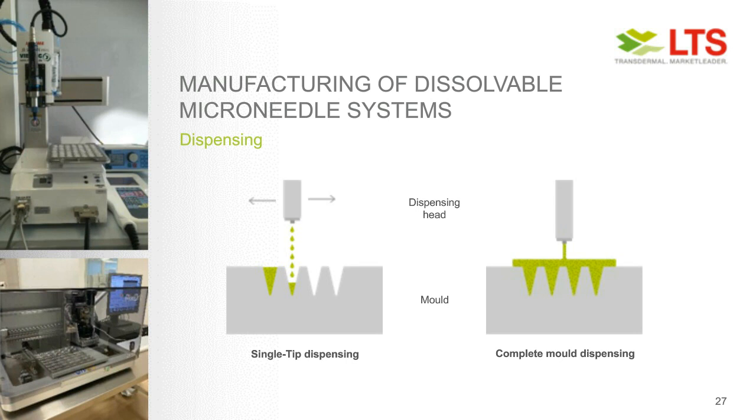So the process as shown here is just a graphical representation. Of course, it's not just moving over each cavity, dispensing, and moving again. This would take too much time for big manufacturing, so you can handle this with a lot of technology tricks. And on the left side, again, pictures from our clean room areas where we have single tip and complete mold dispensing equipment. Just two examples of our dispensing units.